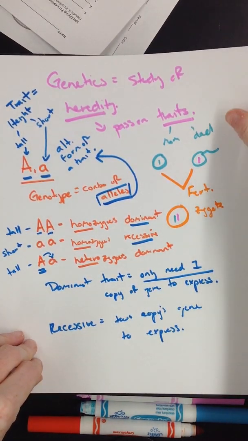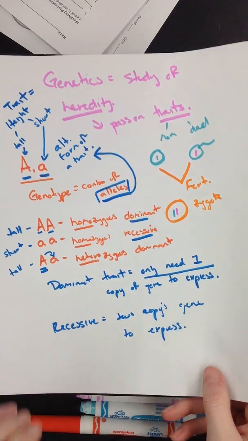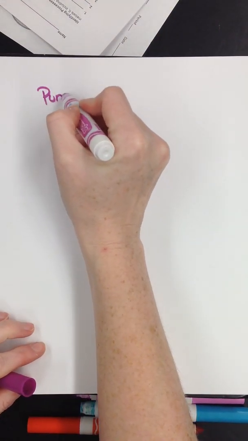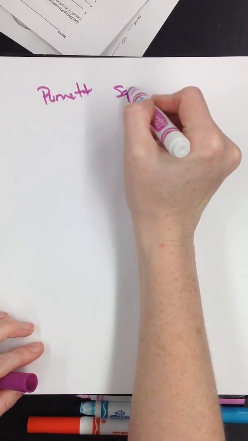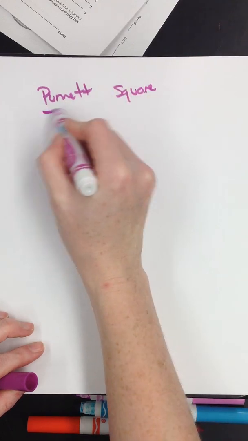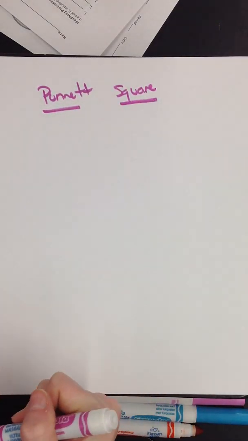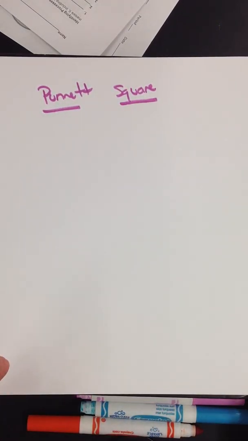But now that we know vocab words, we can start predicting what my offspring are going to look like. And that's where Punnett squares come in. So a Punnett square. Right? Punnett squares we're just going to use to predict offspring numbers.